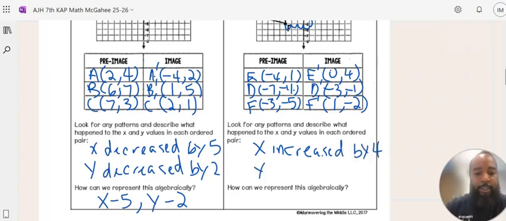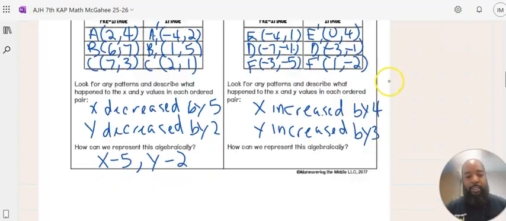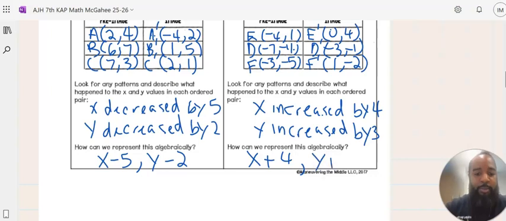And my Y increased by 3. Okay, so algebraically, increased means plus. So for this, we would say X plus 4. Then we would say Y plus 3.